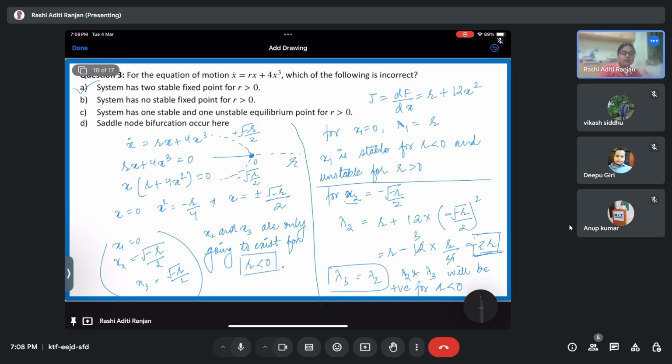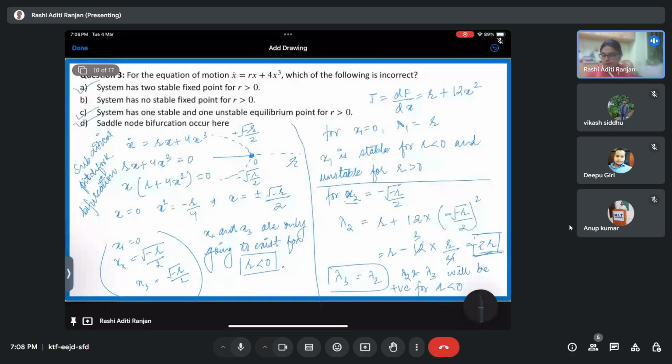Then third, system has one stable and one unstable equilibrium point for r greater than 0. This is incorrect, so we'll choose this option. Saddle node bifurcation occurs here. This will also be chosen because this is the case of subcritical pitchfork bifurcation. Okay, I hope this is clear.